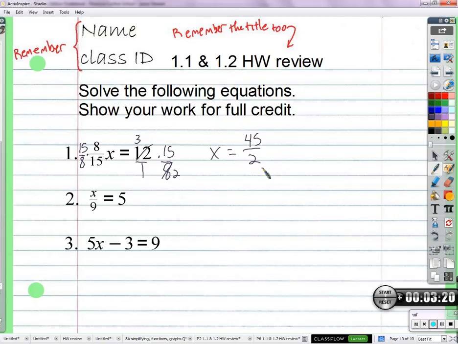x over 9 equals 5, same thing. So if you times 9 over x and then you times 5 by 9, which is 45. Wait. If I multiply this side by 9 over x, I have to multiply this side by 9 over x. Well, 9x over 9x. What's 9x over 9x? 1x. That should be 1. Equals 45 over x.